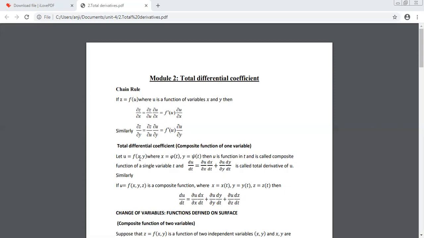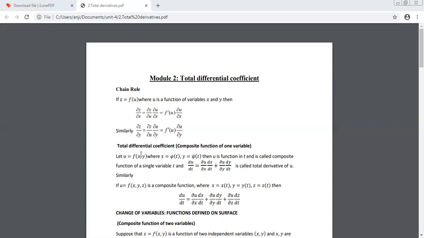So here, what is given? u is equal to f of x comma y. That means u is in terms of x and y. Again, x and y are in terms of t. So the final output is u in terms of t. So u in terms of t means we'll get ordinary differentiation.